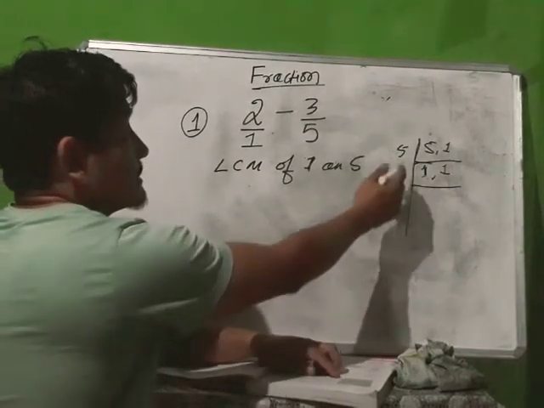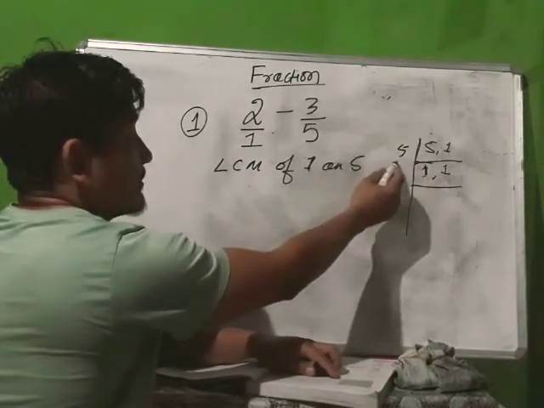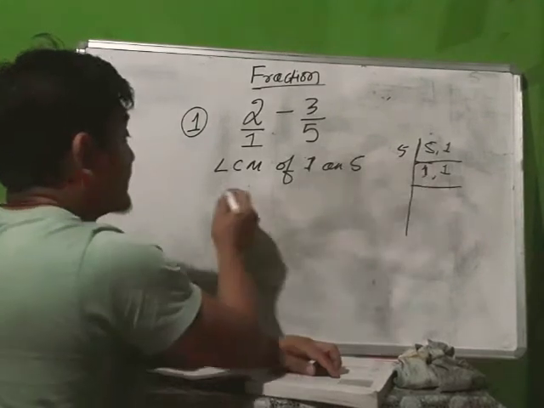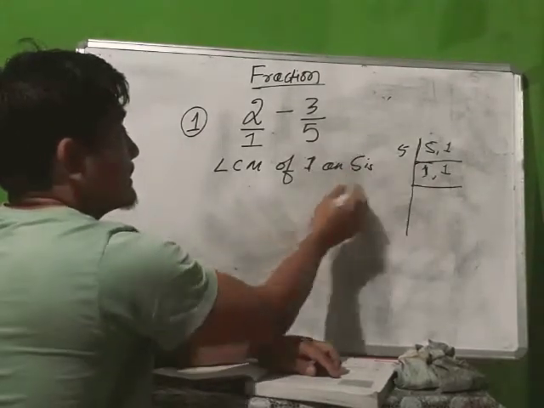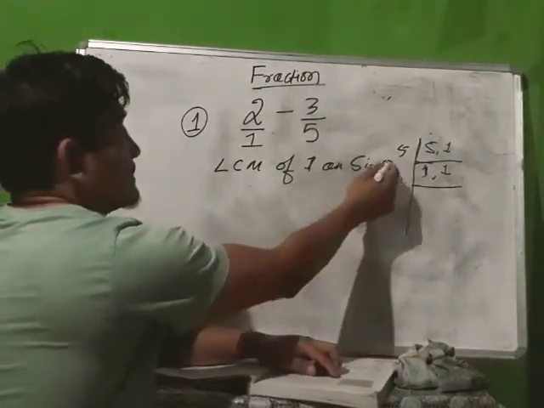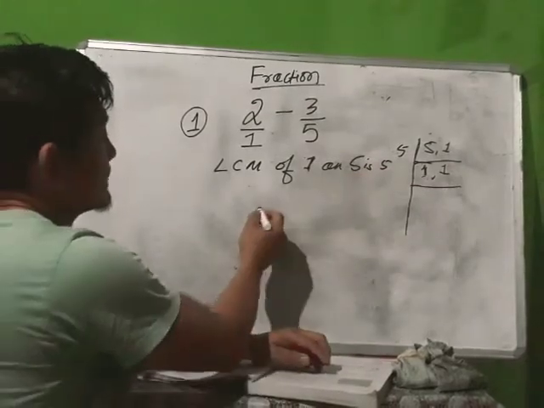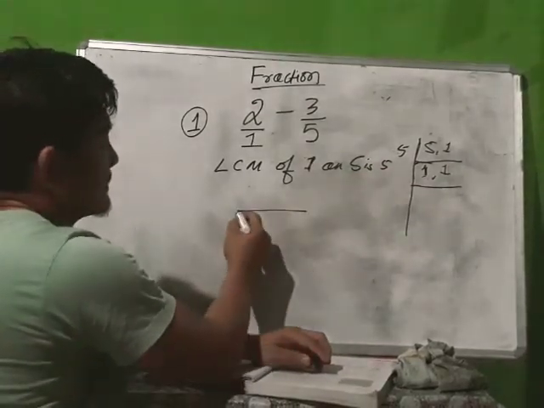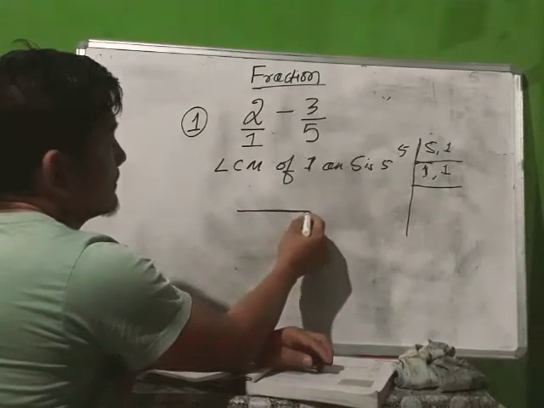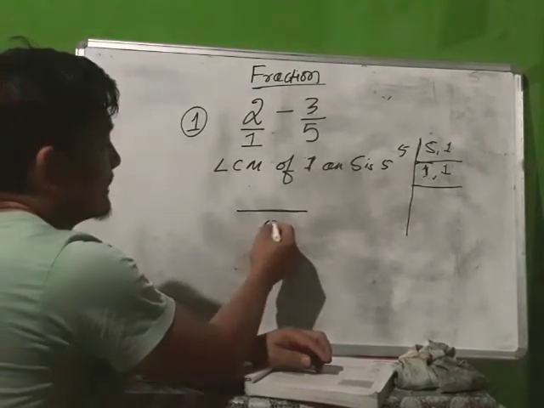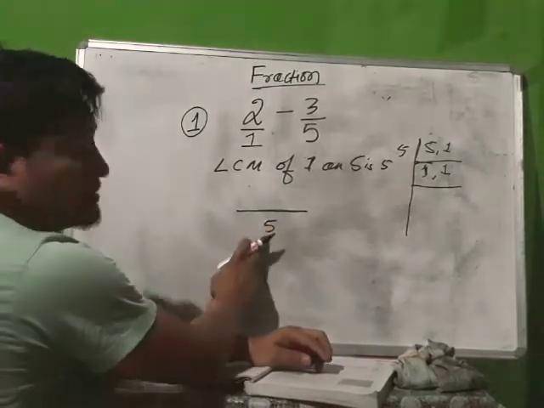So the LCM of 5 and 1 is 5. You write here that the LCM of 1 and 5 is 5. Okay, so once you get the LCM, you will draw a line here and write 5 at the bottom.